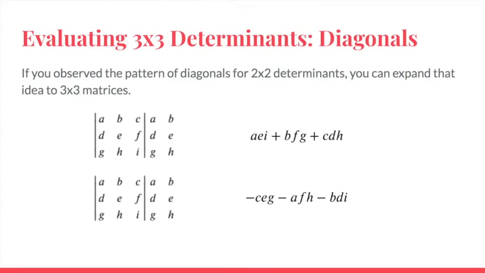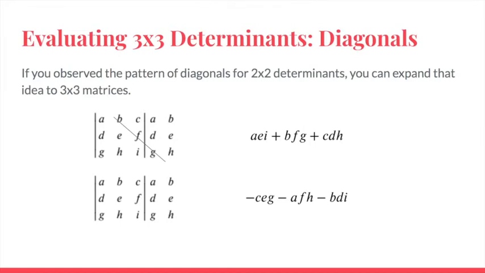The second method for evaluating 3 by 3 determinants is called diagonals. This is very much like it is for 2 by 2s, only there are more diagonal rows that we have to deal with. We begin by multiplying the first diagonal that begins at A and goes down through E and I, so we multiply those 3 terms together, A, E, I. Then we move to the second diagonal, which begins at B and ends at G, so we multiply B, F, G. You're probably picking up on the pattern by now. We move that line one more time, and we get C, D, H.